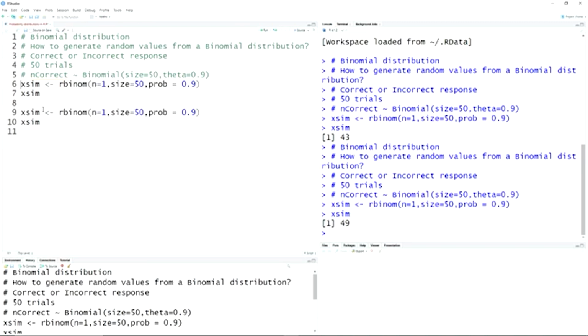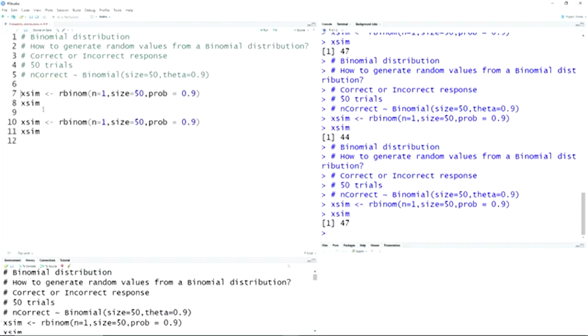So it is likely that 49 can be generated, although with low likelihood, but it can be generated. See again, 43, 45, 47. I'm just running the same piece of code again and again. 47, 44, okay, 47. Yeah. So every time you get a different response, right?